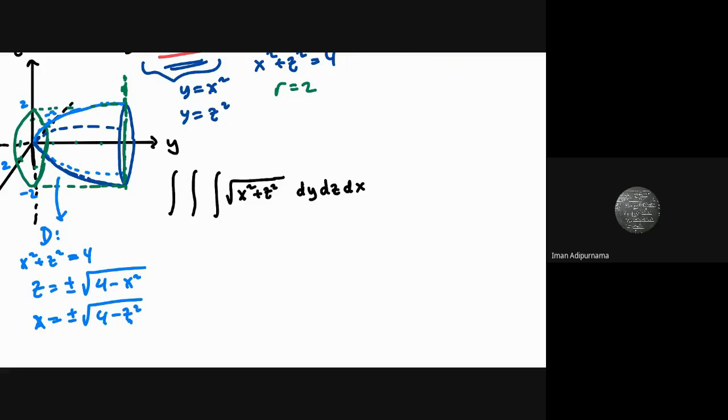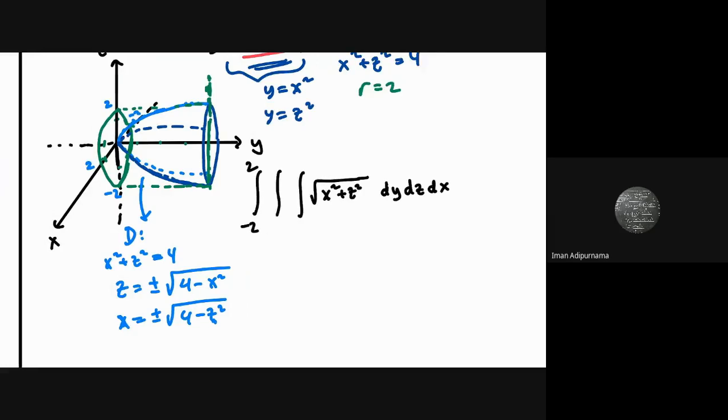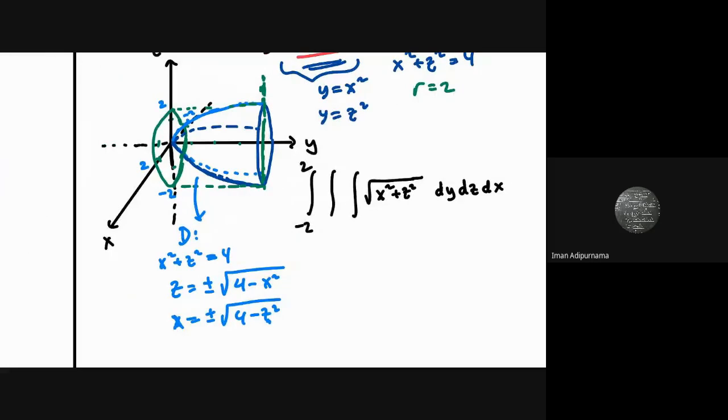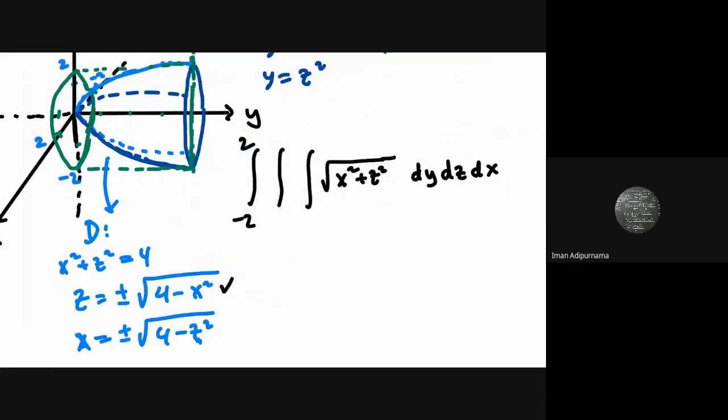And then let's start from the outside: x is -2. And z, so z equal x, right? z equal x here. So this will be minus.